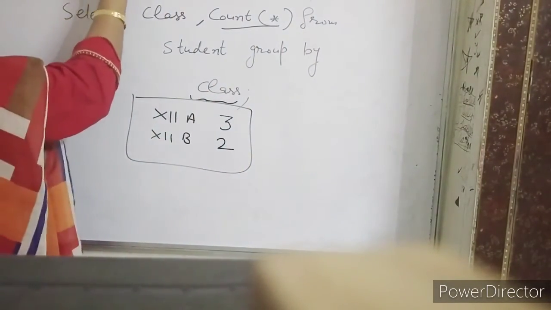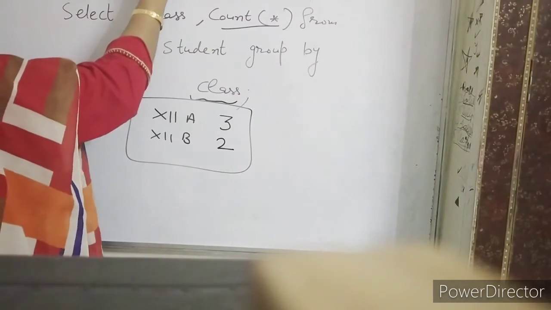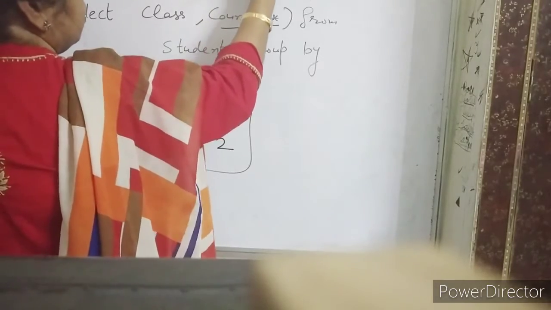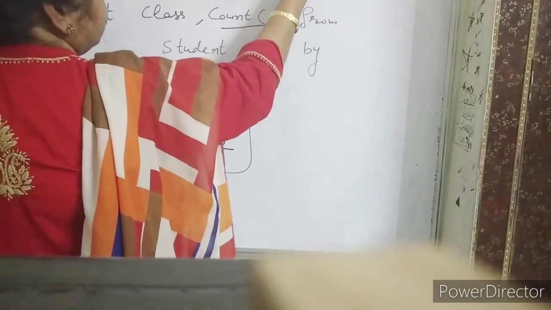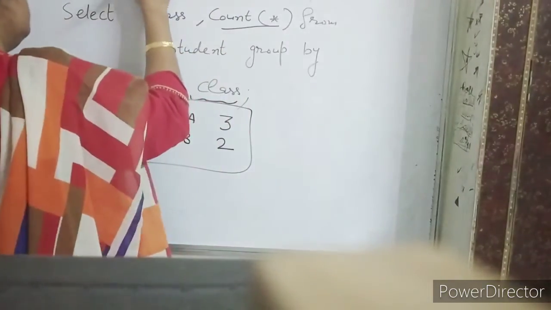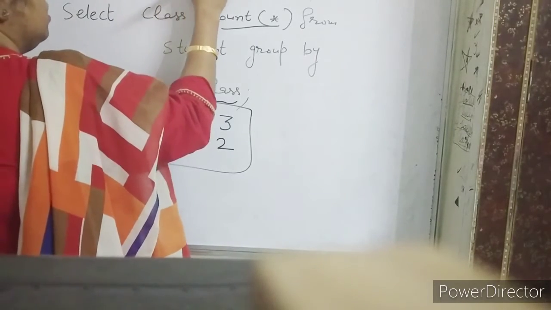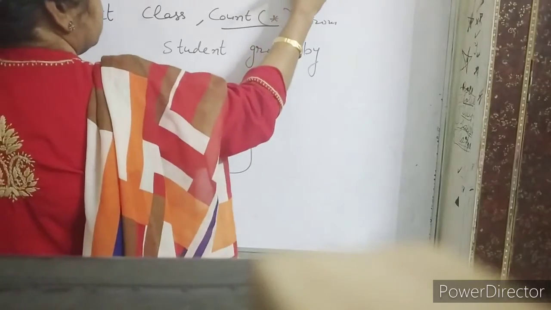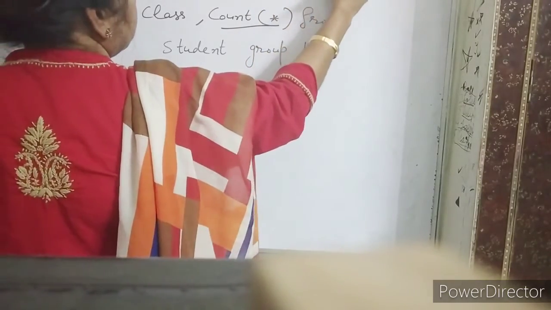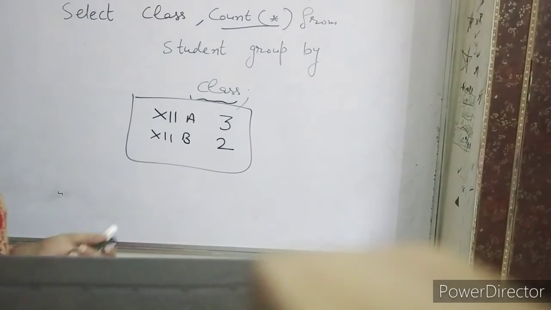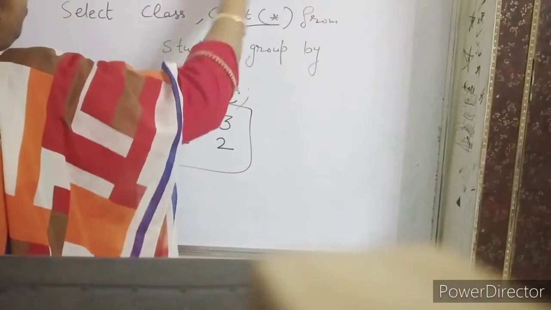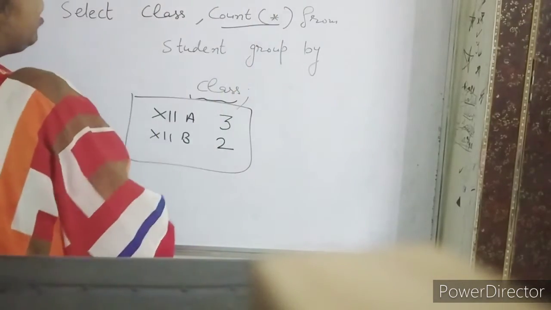Select stream, comma, count ADMNO from student group by stream. Write down the output in your notebooks. Select stream, count ADMNO from student group by stream.